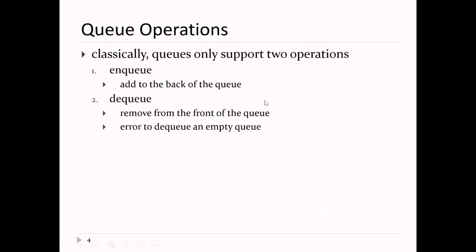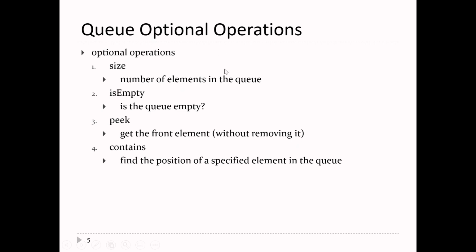Now a queue, like a stack, classically only supports two operations. I can enqueue, which puts a new element at the back of the queue, or you can dequeue, which removes the element at the front of the queue. You can implement other operations if you wanted to. How many elements are in the queue? Is the queue empty? Look at the front element of the queue, but don't take it out. You might implement contains, so does a queue contain a particular element? And so on and so forth.